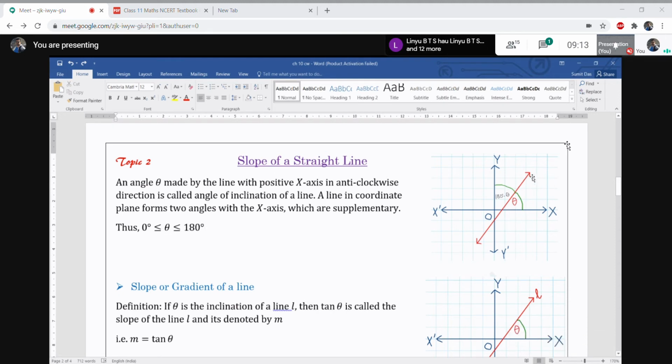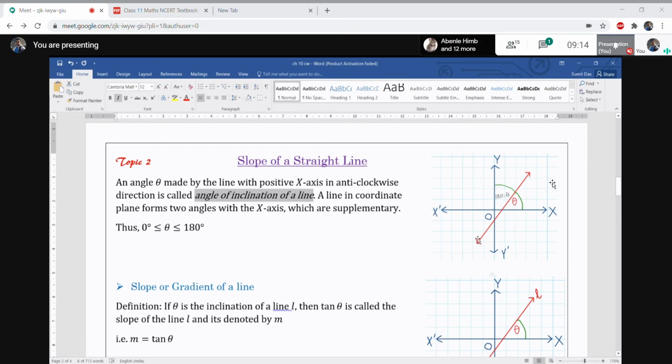So the first one, an angle theta. You can see this red line making theta angle with the x-axis. An angle made by the line with the positive x-axis in the anti-clockwise direction. We know that we take anti-clockwise as the positive direction, right? So this anti-clockwise angle is called the angle of inclination of a line. This is very important.